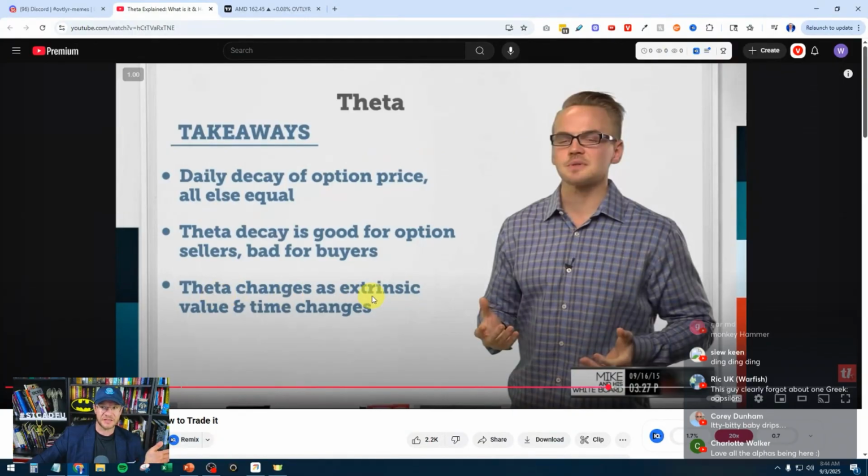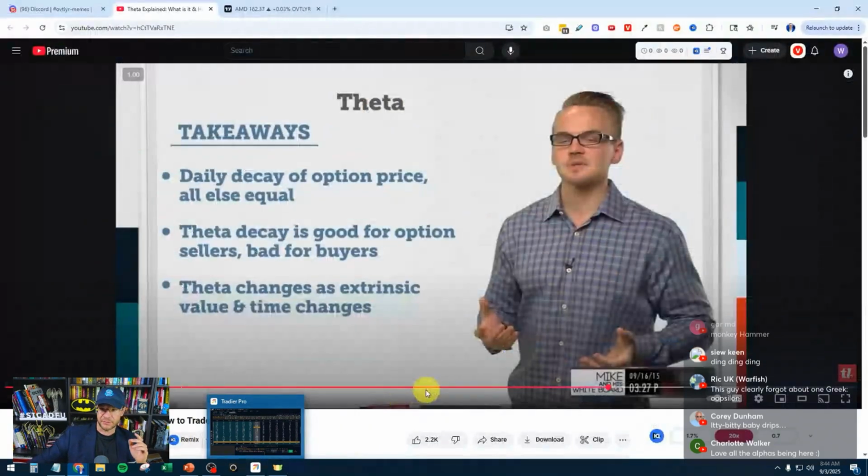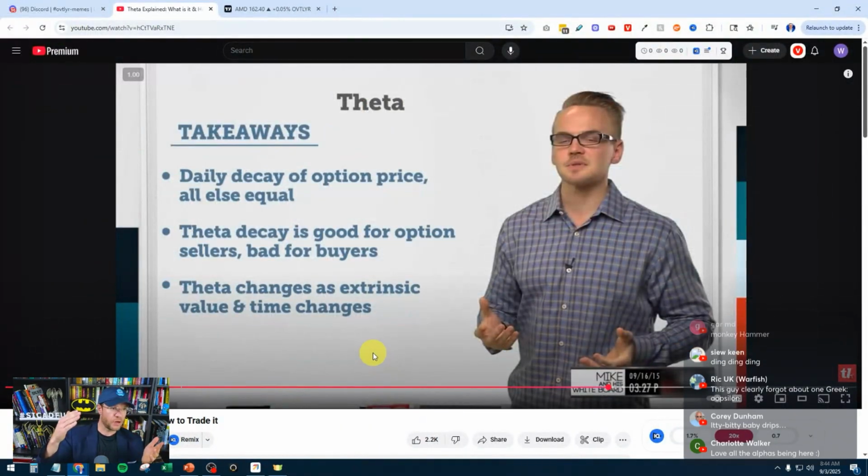And theta changes as extrinsic value and time changes. So theta and extrinsic value, remember, extrinsic value is a combination, not just theta, but it's also your time value and your implied volatility value. Okay, so your implied volatility can go up while your theta is going down, and the price of the option will remain unchanged in that case.